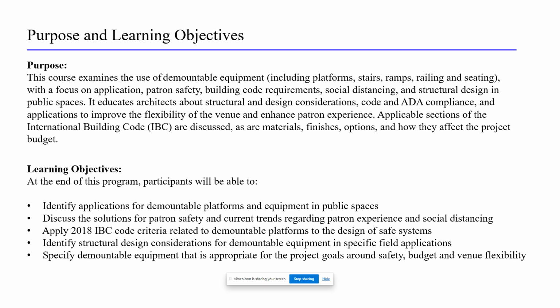At the end of today's program, you'll be able to identify applications for demountable platforms and equipment in public spaces, discuss the solutions for patron safety and current trends regarding patron experience and social distancing, apply 2018 IBC code criteria related to demountable platforms to the design of safe systems, identify structural design considerations for demountable equipment in specific field applications, and specify demountable equipment that is appropriate for the project goals around safety, budget, and venue flexibility.